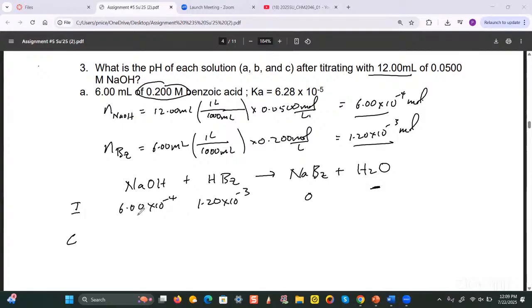Between the 6.00 times 10 to the minus 4 moles of sodium hydroxide and the 1.20 times 10 to the minus 3 moles of the benzoic acid, which do you think is the limiting reactant? Exactly. So all of the sodium hydroxide will be used up. And because of the 1-to-1 mole ratio between these two, the moles of the benzoic acid used up should be the same.